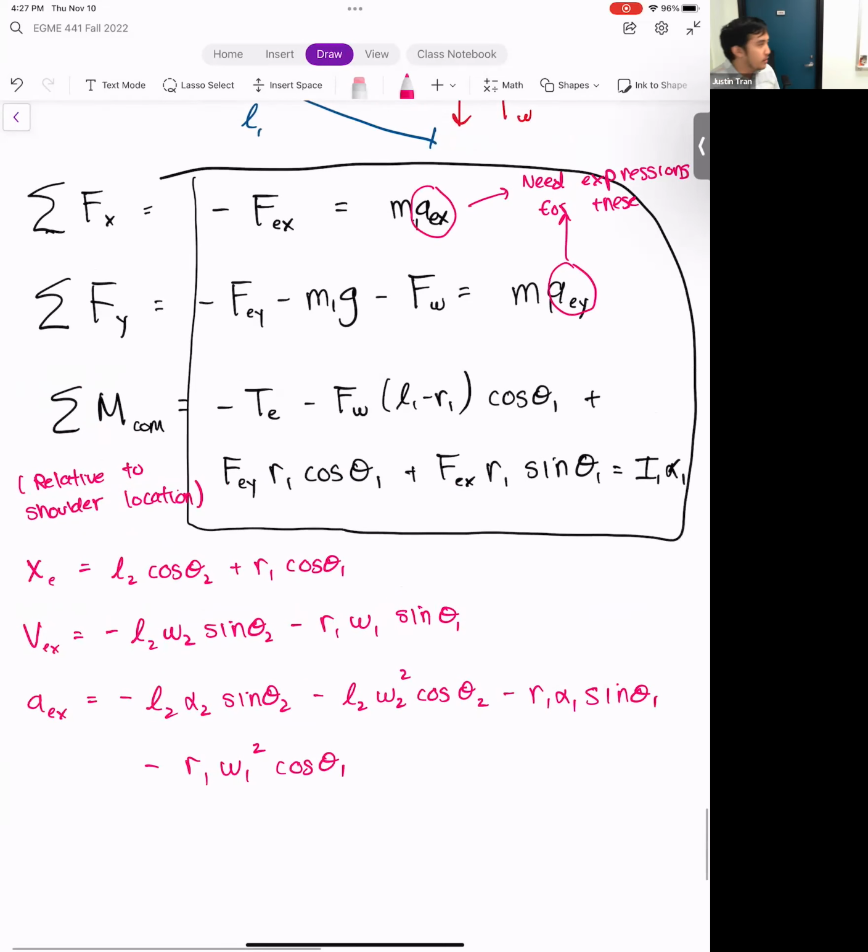So I did this kind of quickly, but we went over it in detail last time: whenever you're taking the time derivative of these positions, make sure you use both the chain rule and the product rule. Make sure you grab all the terms.